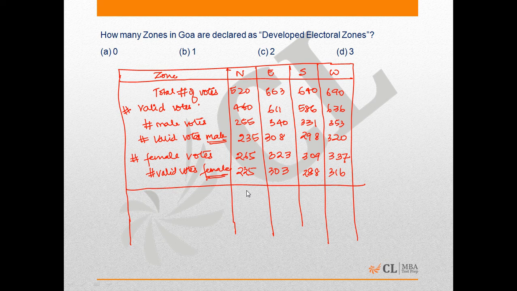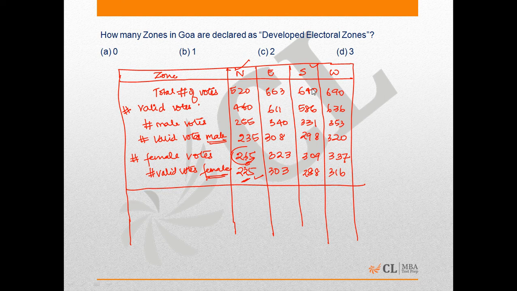Now in north zone, the percentage of female votes, that is 265, of which the valid ones are 225, is less than 90% of the votes polled. So there is a difference of 40. So obviously this is less than 90% of the total votes polled.